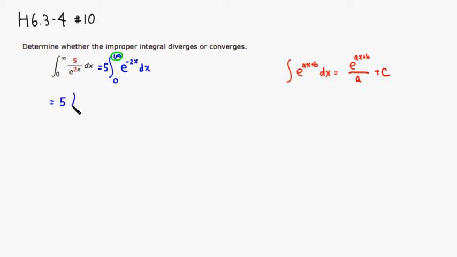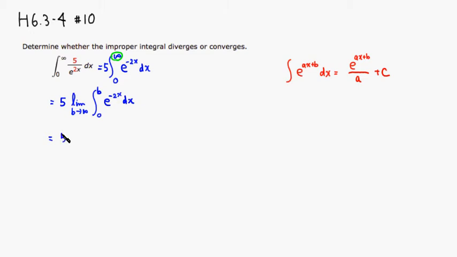Then you have a limit as b approaches infinity, integral from 0 to b of e to the negative 2x dx. Right? Then we can find the antiderivative.